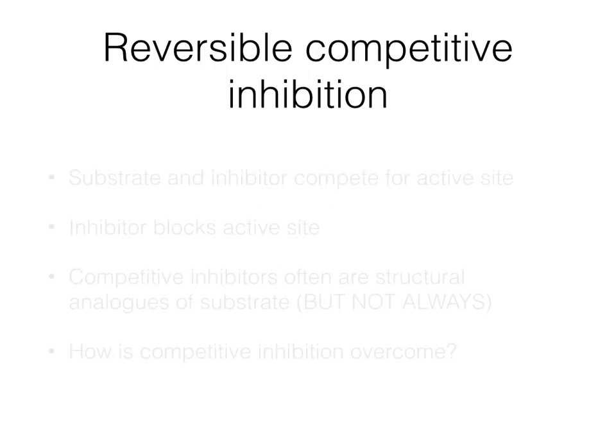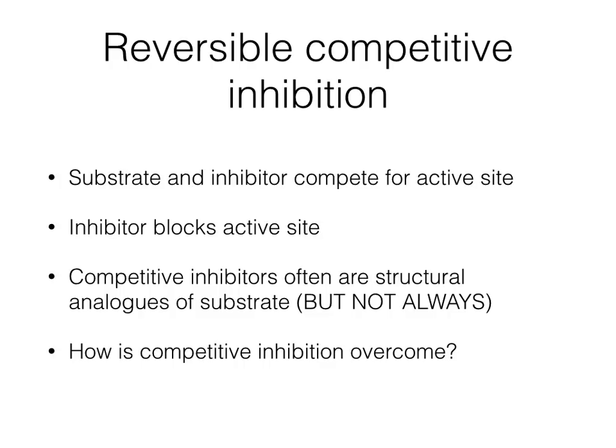So to recap, in reversible competitive inhibition, substrate and inhibitor are competing for the active site. Inhibitors block the active site. Now, the reason for this is that the inhibitors are often structural analogs of substrate. So the question is, how is competitive inhibition overcome?